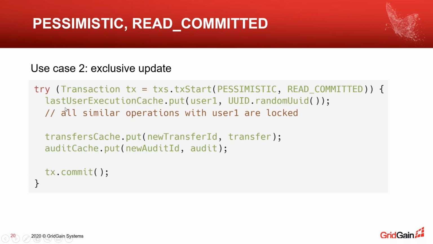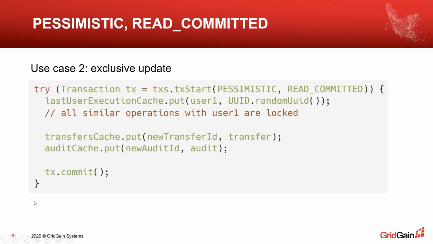In such a case, you may create a last user execution cache for synchronization. You may put, at the start of your transaction, something with a key that is directly mapped to your user. And after this put is successful, you have acquired an exclusive lock on this key. So after this, you may perform anything you want with your user in other caches.